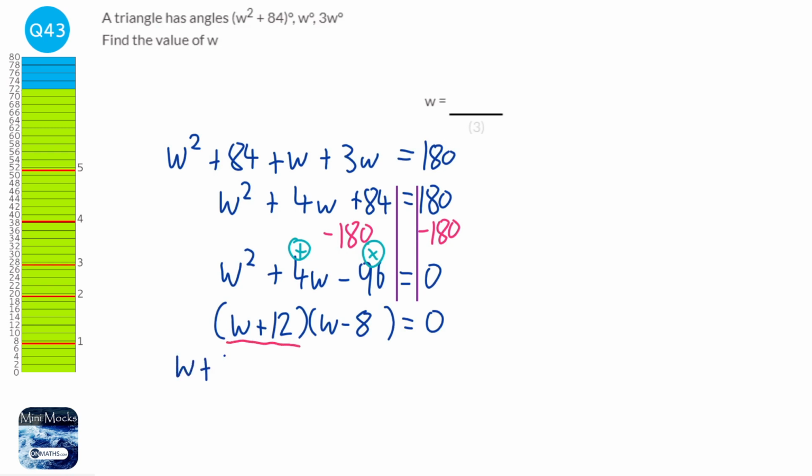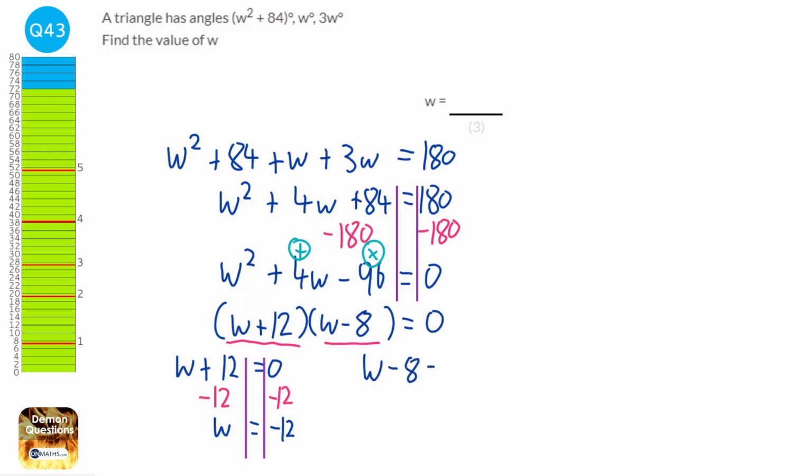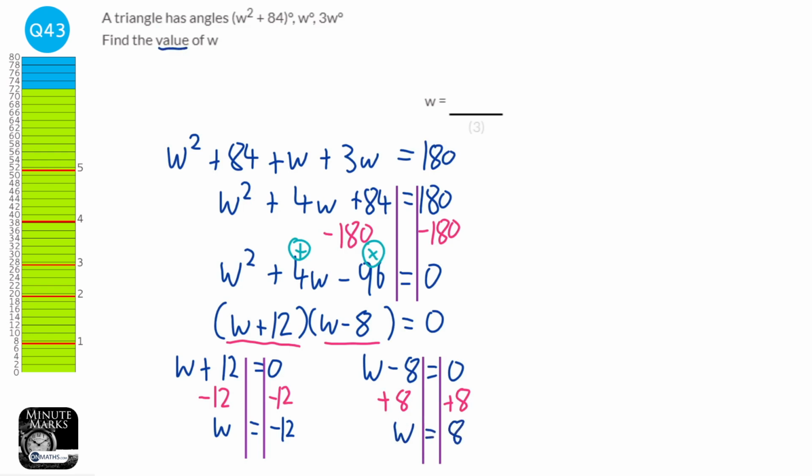So w plus 12 equals 0, and then solve it. So get our lines in. Take away 12 both sides. W equals minus 12. And we get the right-hand side, get that equal to 0. W minus 8 equals 0. Lines in. Add 8 both sides. W equals 8. Now we've got two answers here, but it says value of W.